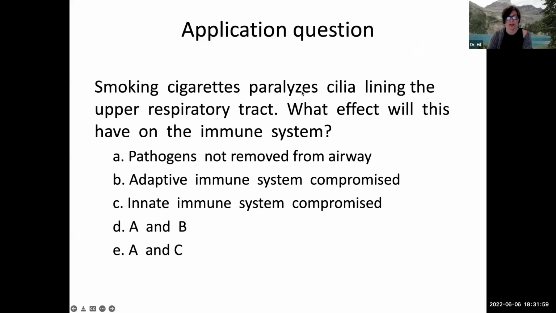Smoking paralyzes the ciliary lining, your upper respiratory tract. Right? This is similar to the effect that anesthesia has, but it's like you're being anesthetized all the time. What effect will this have on your immune system? Select your answer. Again, if you're not sure, just take a guess.